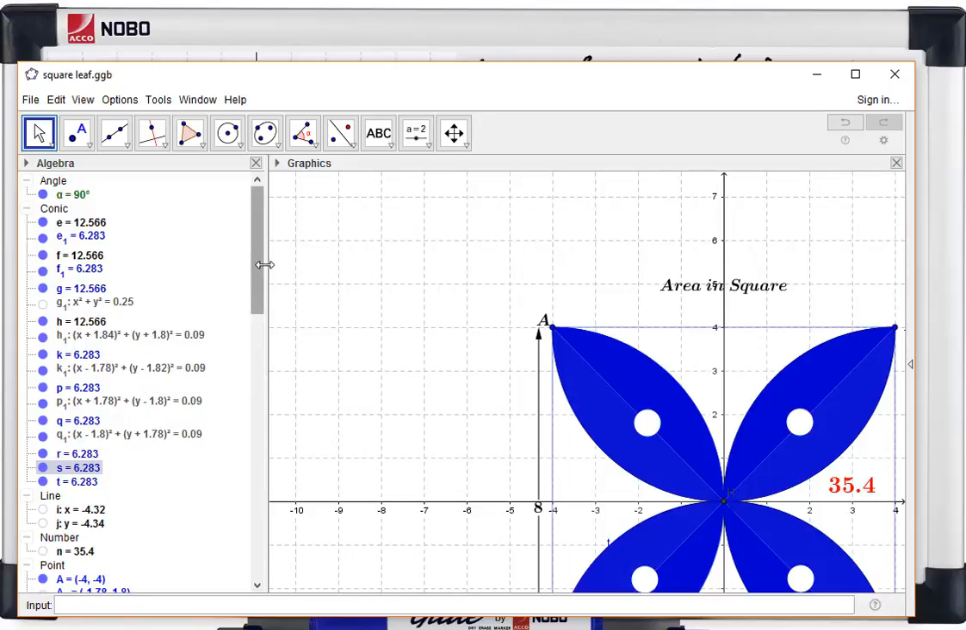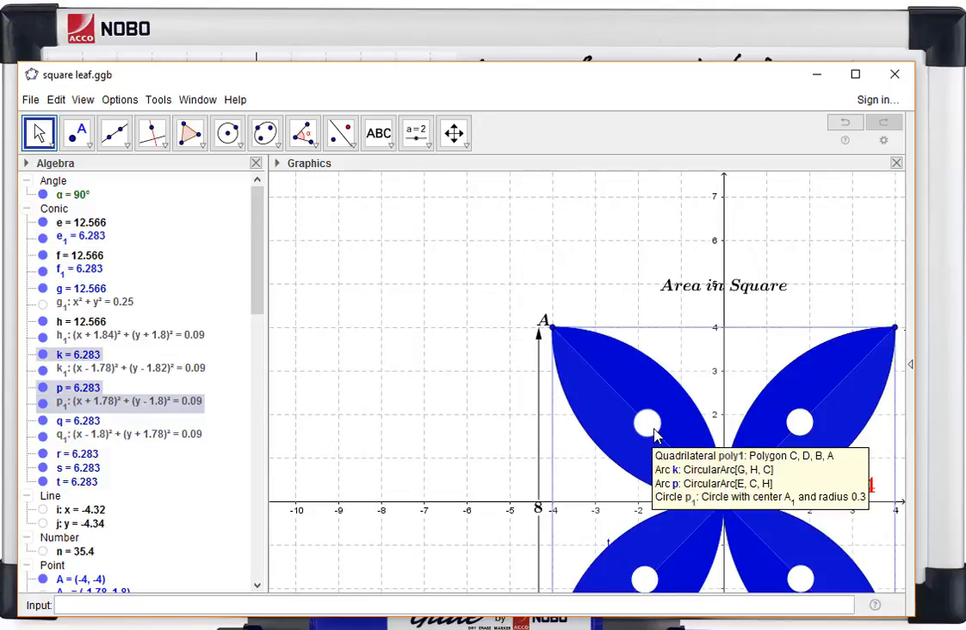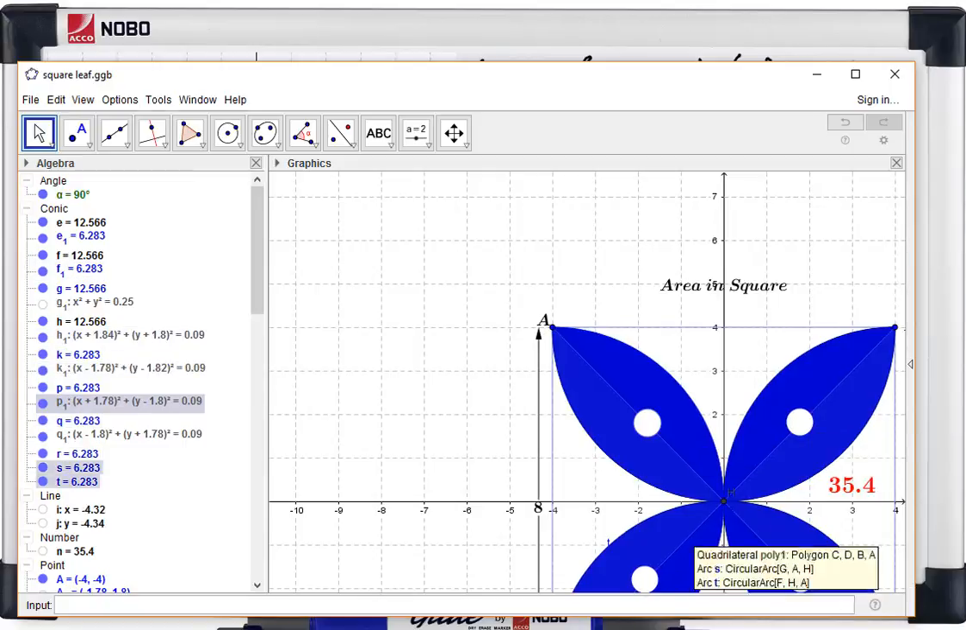He calls that one N, and N is the area of T times 8 minus 4 times the area of P1. P1 is one of these holes here. Let's see where P1 is. P1 is this, you see the circle here. If we show its label and scroll down here, you can see that GeoGebra is taking this P1. This is the one he's calculating and multiplying by 4. So GeoGebra is also telling us that the result is 35.4.